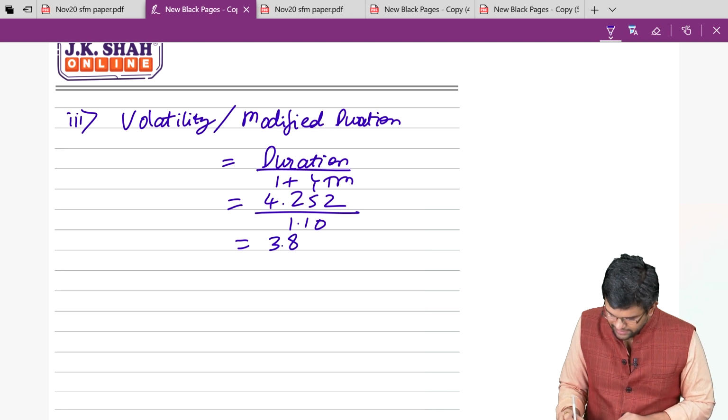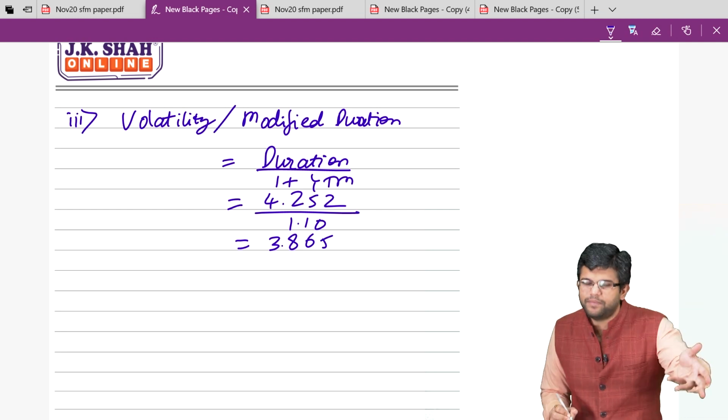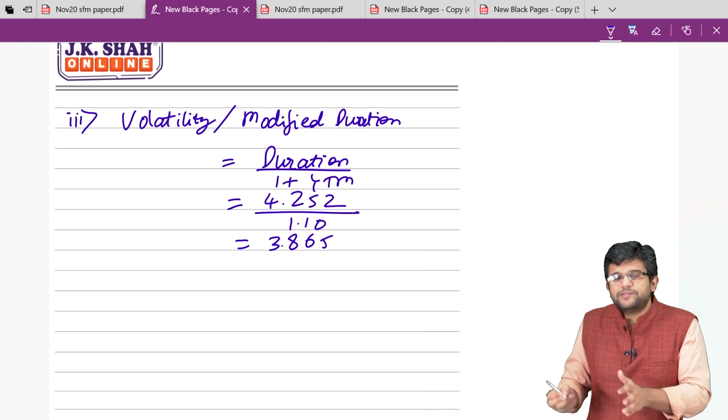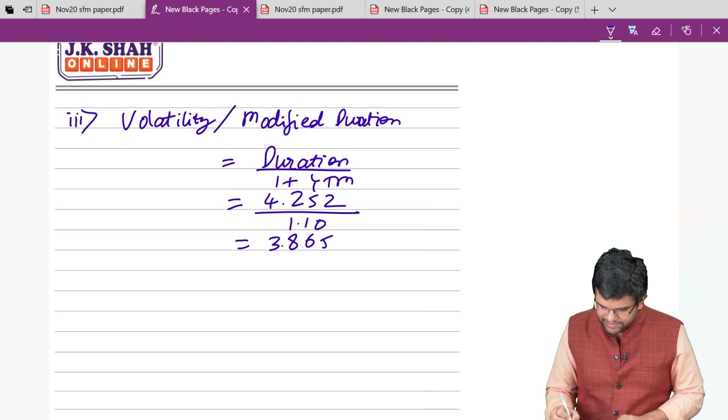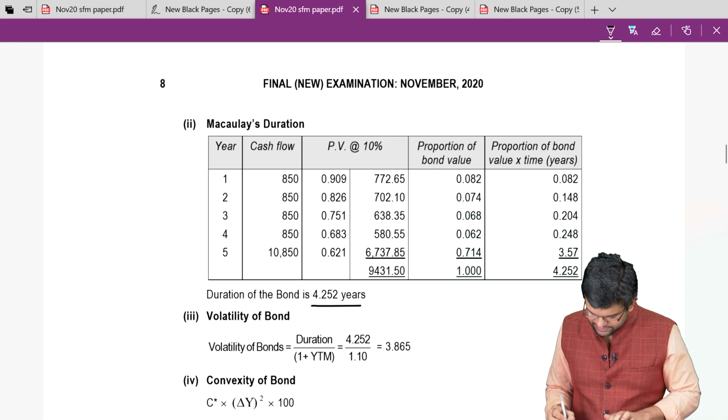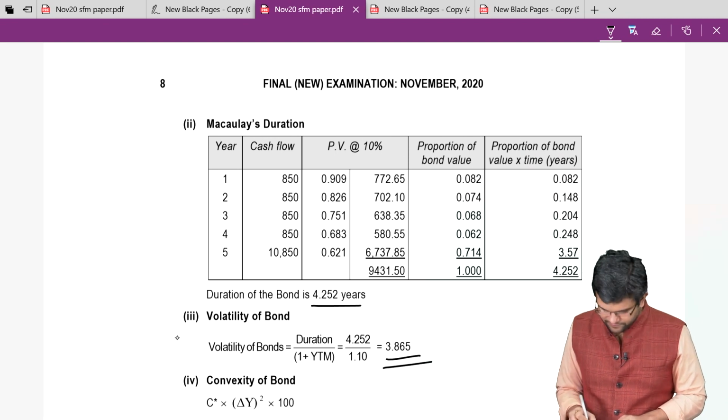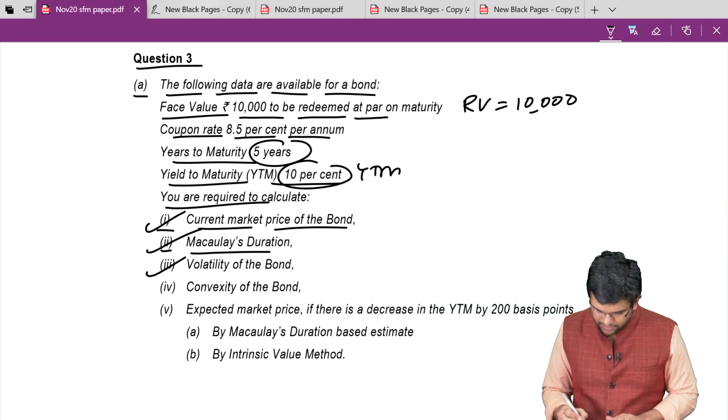3.865% for every 1% change in YTM, which means for every 1% change in YTM, the bond price will change by 3.865%. So yes, they also have got 3.865, point number 3. So with that, we complete point number 3.